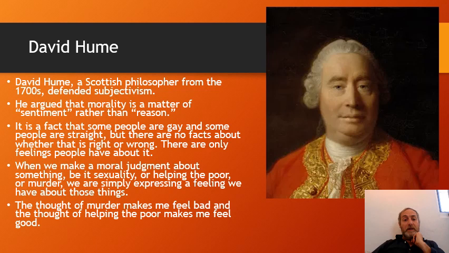So he says when we're making a moral judgment about something, be it someone's sexuality or whether it's moral or immoral to help the poor, whether it's moral or immoral to murder, when we say something like murder is wrong, even though on the surface, the grammar sounds like we're stating some sort of fact, what we're actually doing is just expressing a feeling that we're having about those things. What we're really saying is, thinking about murder makes me feel bad, right? Thinking about helping the poor makes me feel good.